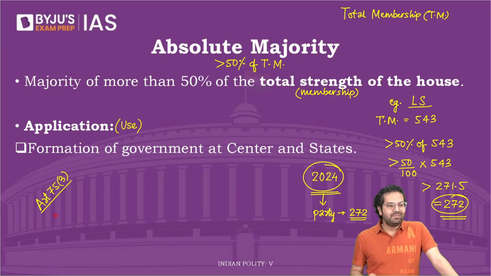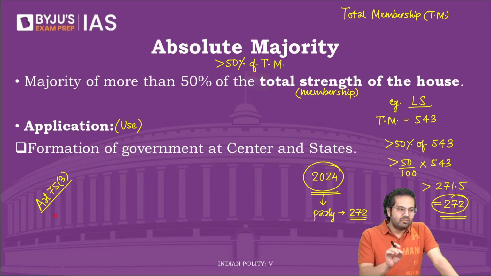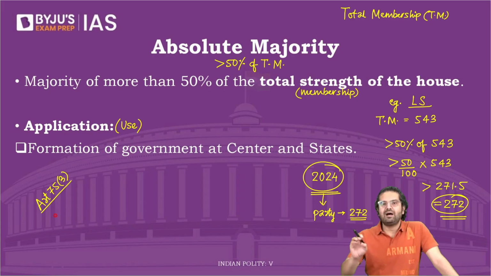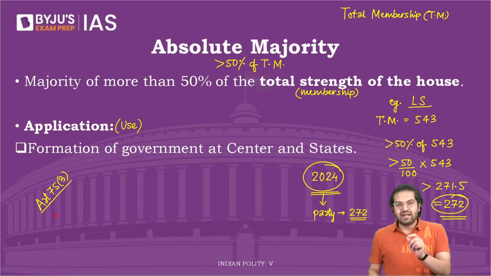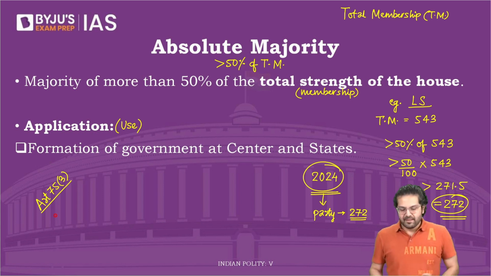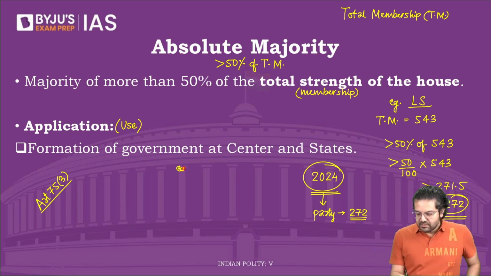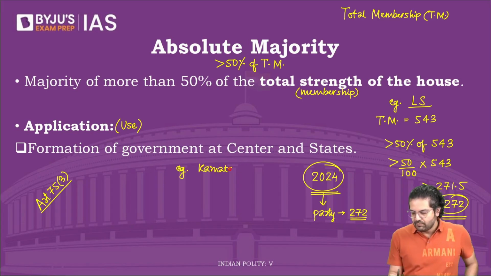Okay, so I hope now you understand. Why not Rajya Sabha? Because Article 75 Clause 3 says that the government is responsible to the House of People. So always in the lower house, the directly elected house, is the government formed. Clear? For example, recently in Karnataka, elections took place. Yes or no?